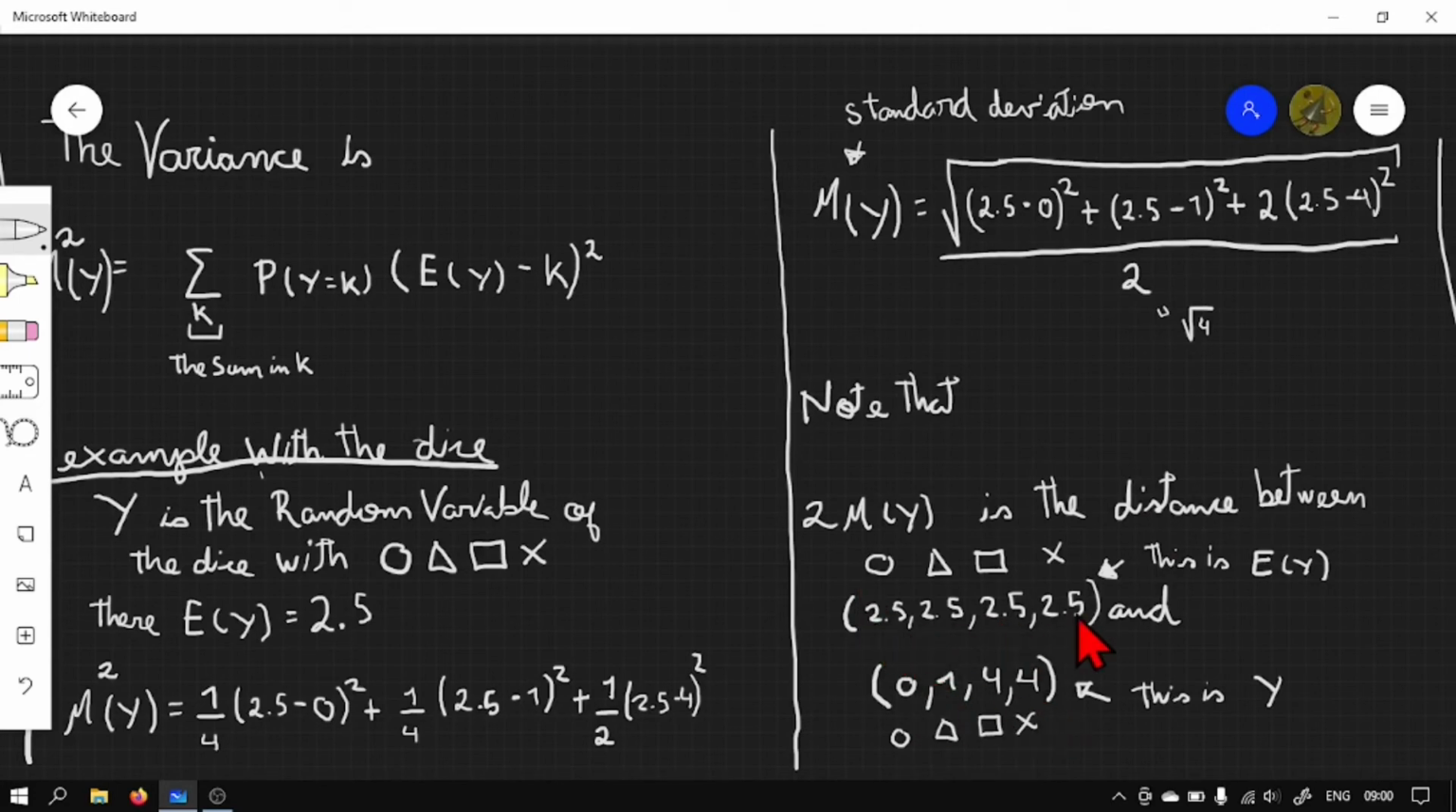And this point we can think of it as assigning for every face of the dice 2.5. And here is assigning to every face of the dice the value the way we did it. 0 for circle, 1 for triangle, 4 for square, and 4 for x. Whereas here is all the time the mean of these values.